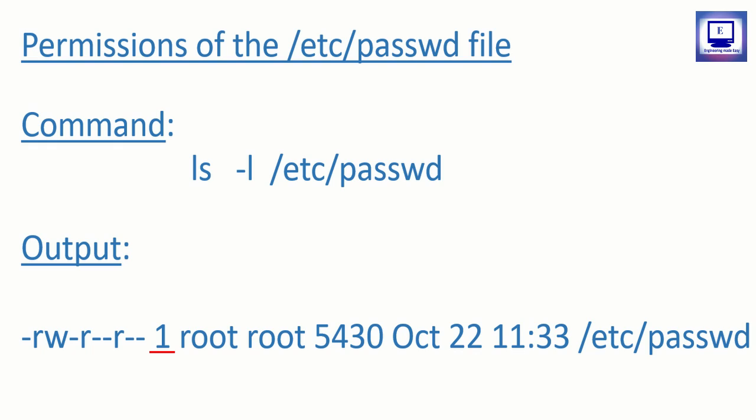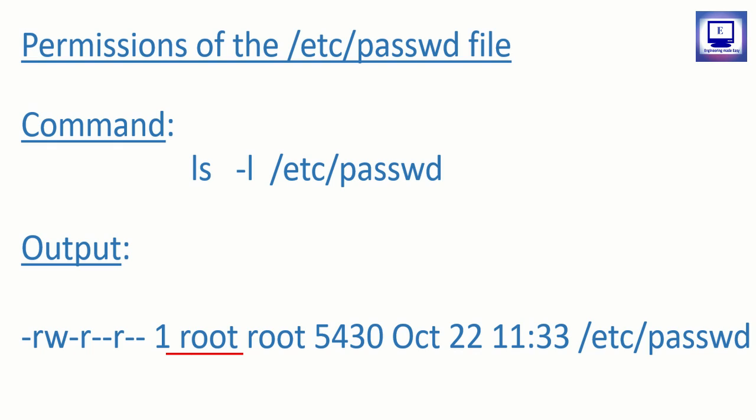The next field indicates the number of links to the file. So in the above example, there is only one link. This indicates that such a name of the file is only in this directory. So if a file with the same name was there in some other directory, then the number here would have been 2.